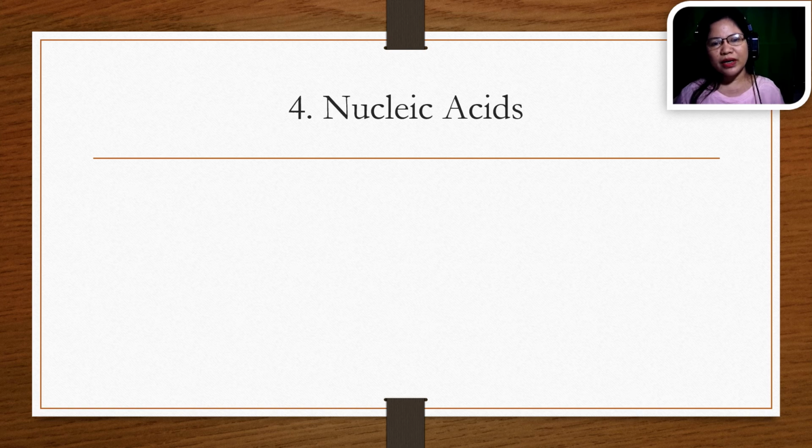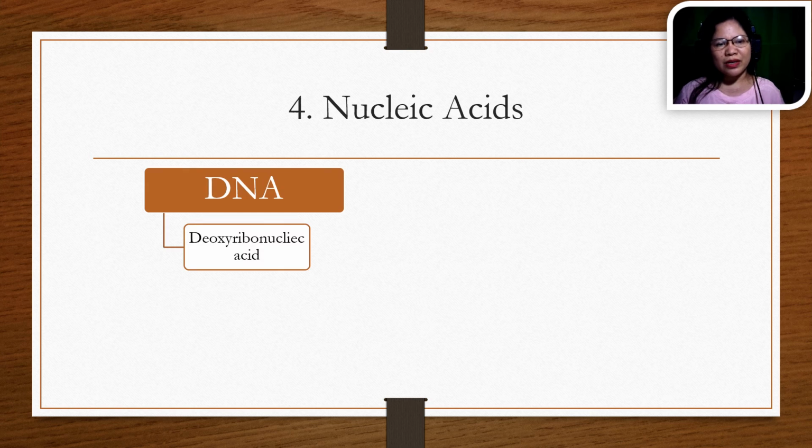Then number 4 is the nucleic acids. So what are nucleic acids? They play an essential role in the storage, transfer, and expression of genetic information. So it is very important, it is very essential. Now, when I talk about nucleic acids, we are referring to the DNA and the RNA. So what are this RNA and DNA all about?